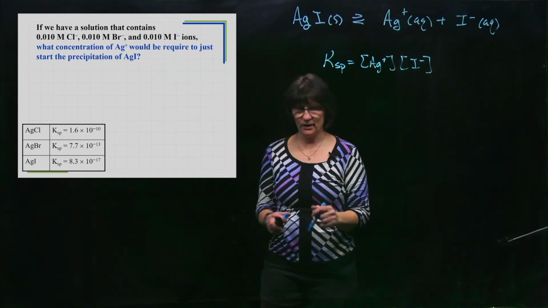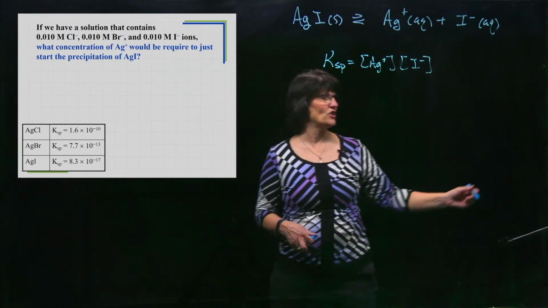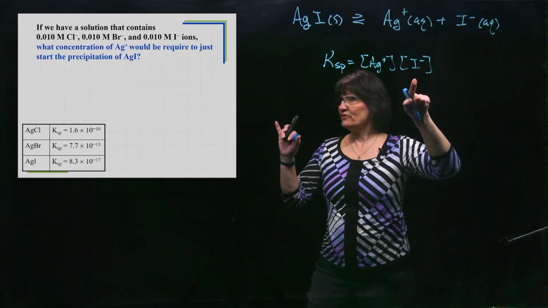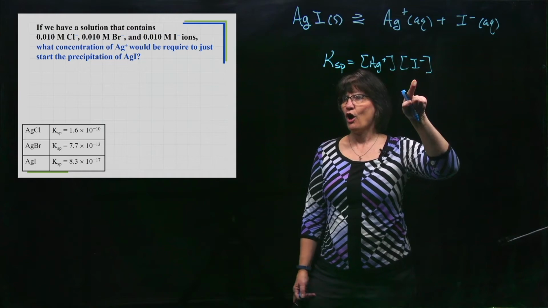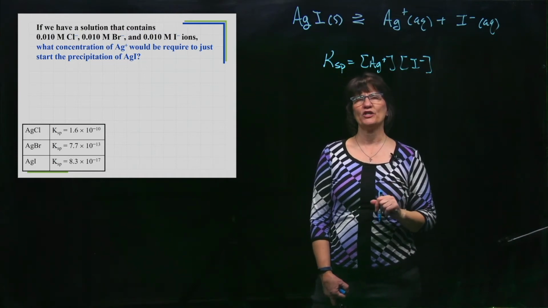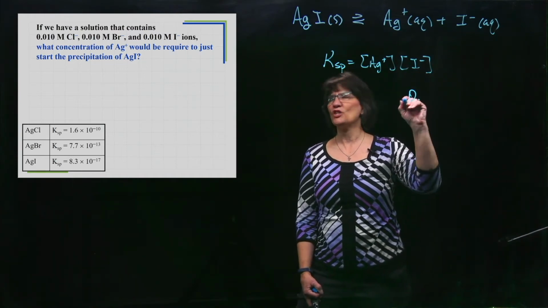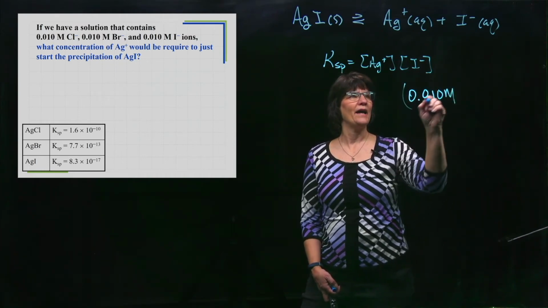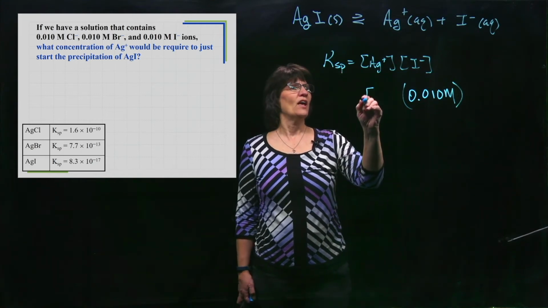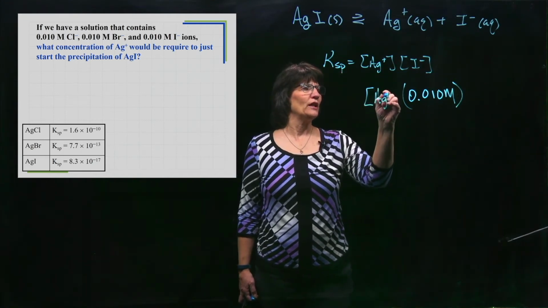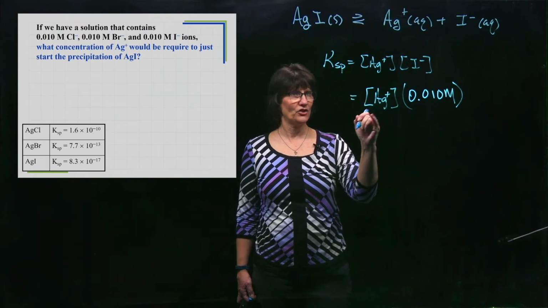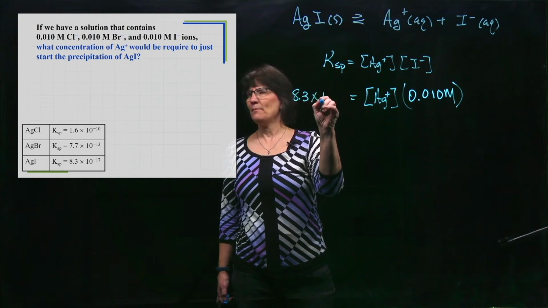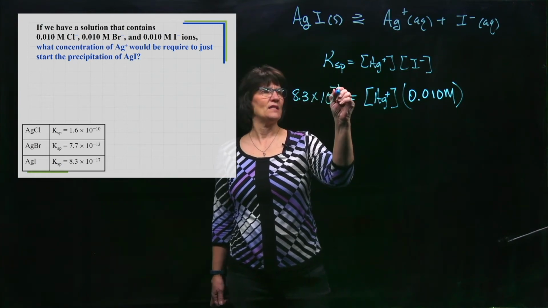So what I'm not doing here is doing an ICE table in any way, shape, or form. All I'm doing is saying, I know that this test tube or this beaker already contains a certain concentration of I minus. Its concentration is 0.010 molar, right? I know that. The question is, I want to start adding silver little by little, and I want to know how much silver is going to give me the Ksp of 8.3 times 10 to the minus 17.